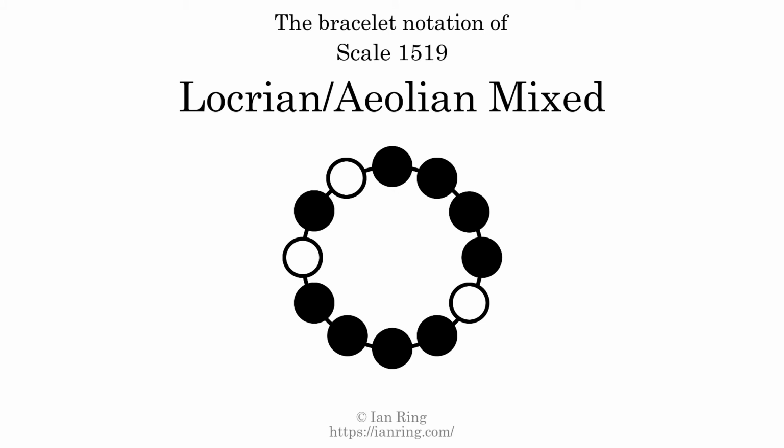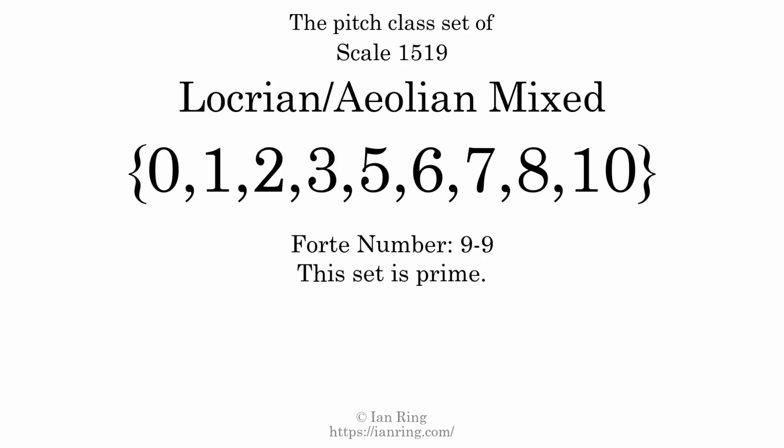This is a bracelet notation diagram of scale 1519. The shaded circles represent tones that appear in the scale, and they are read clockwise, starting at the top. The pitch class set for this scale is 0, 1, 2, 3, 5, 6, 7, 8, 10. The Forte class is 9-9.